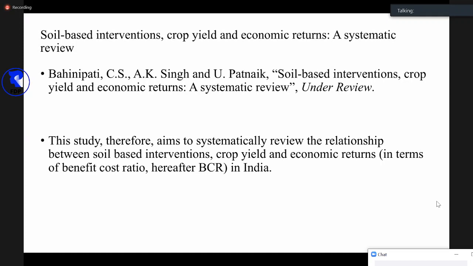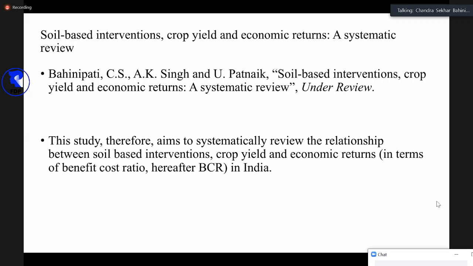Then I'll go to another systematic literature review we have done. It is yet to be published and is under review. Here we're not talking about climate change adaptation but something different: the soil-based intervention. Some of you might have heard about the soil health card, drafted maybe in 2014-15, a program taken across India that provides farmers information about the nutrients in their soil, what kind of fertilizer they can use, and what kind of crop they can cultivate.